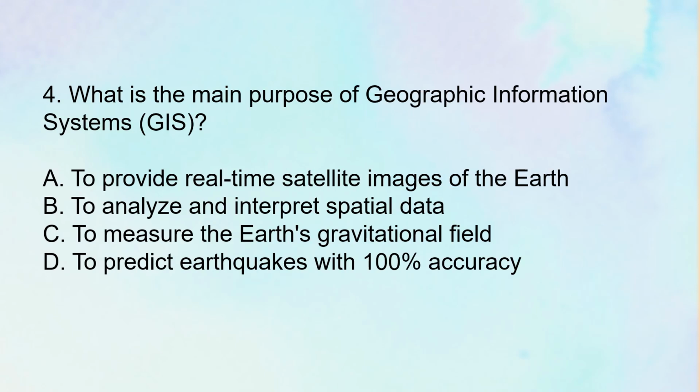Number 4. What is the main purpose of Geographic Information Systems or GIS? Letter A, to provide real-time satellite images of the Earth. Letter B, to analyze and interpret spatial data. Letter C, to measure the Earth's gravitational field. Or letter D, to predict earthquakes with 100% accuracy?